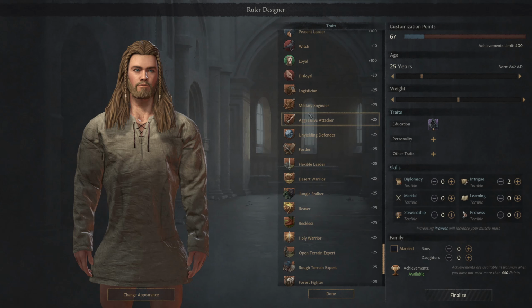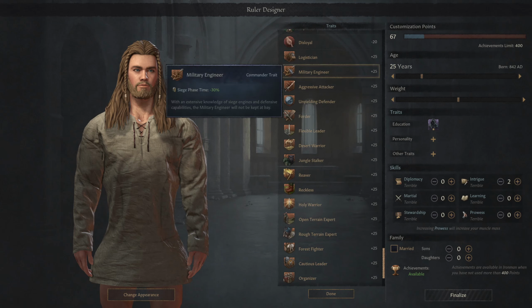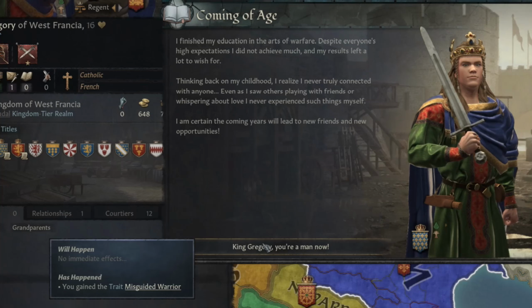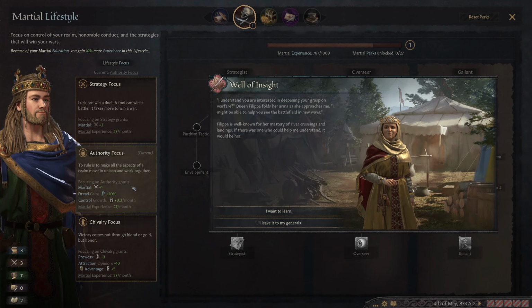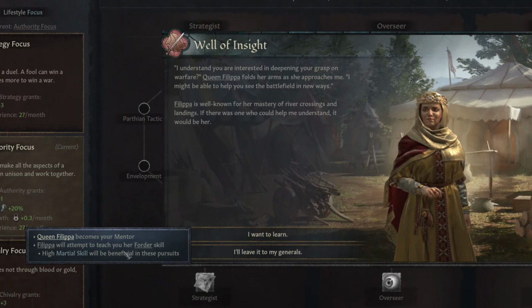The orange traits here are commander traits, and only apply if you are the commander, so only get them if you plan to be a commander. You can also get a commander trait if you grow up with a martial education, or while through any martial focus, you can get random events that can teach you commander skills.